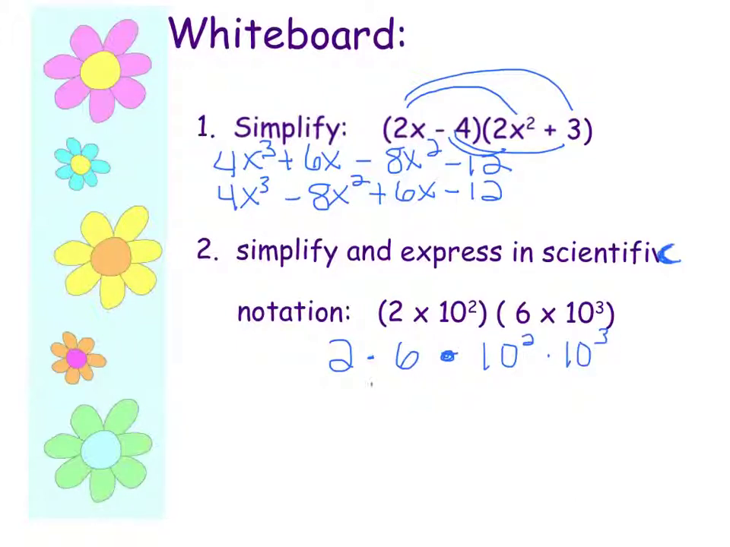So 2 times 6 is 12 times 10 squared times 10 to the third is 10 to the fifth. Now this is where many of you stopped, but remember we need to put it into scientific notation, and it is not because of this right here. Remember, this has to be between 1 and 10, so we have to change it.